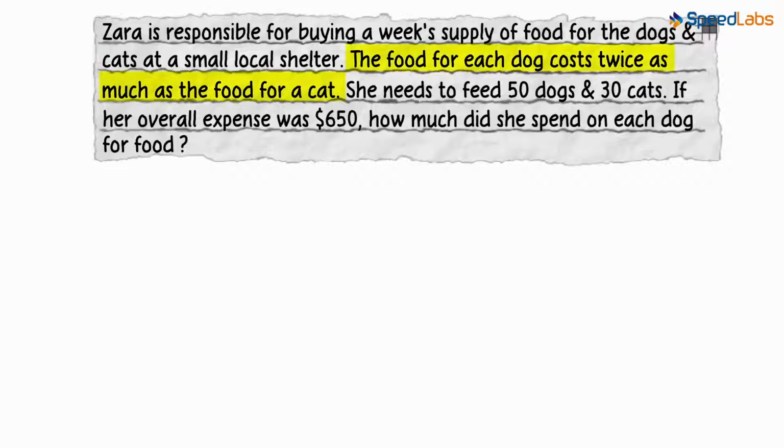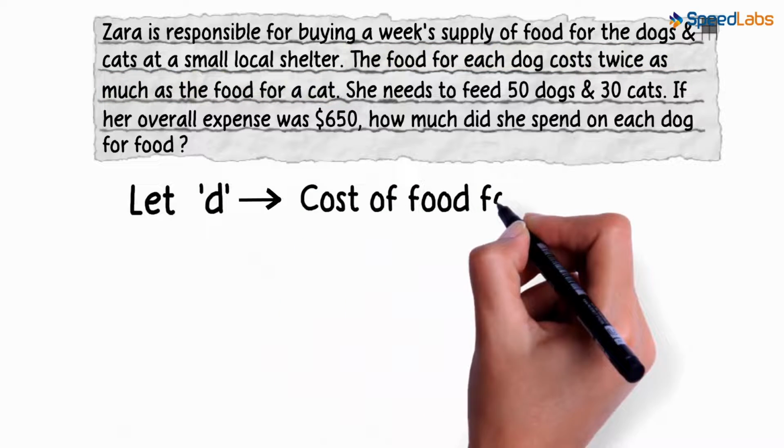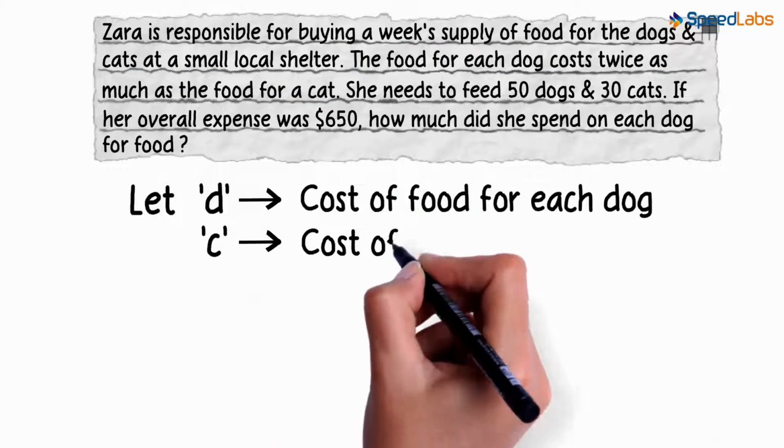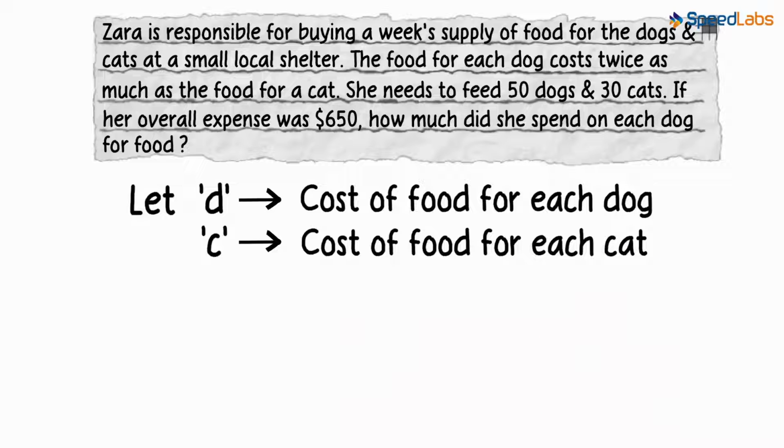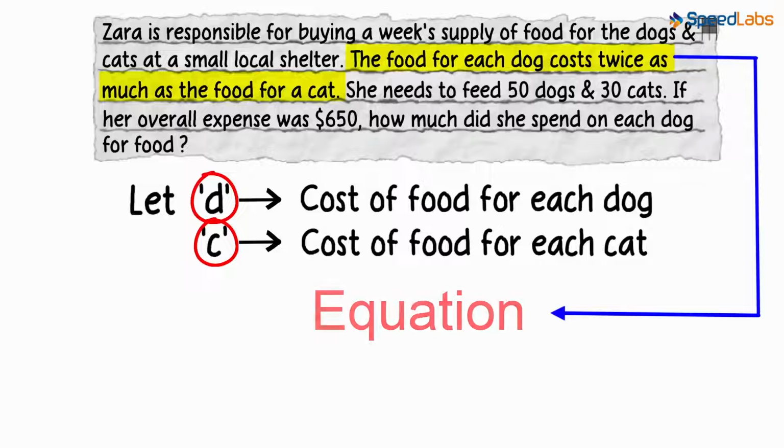Look at the second line. The food for each dog costs twice as much as that for a cat. Let's try to write down this equation in terms of variables. Let D be the cost of food for each dog and C be the cost of food for each cat. Now with these variables, I want you to represent this line using an equation.